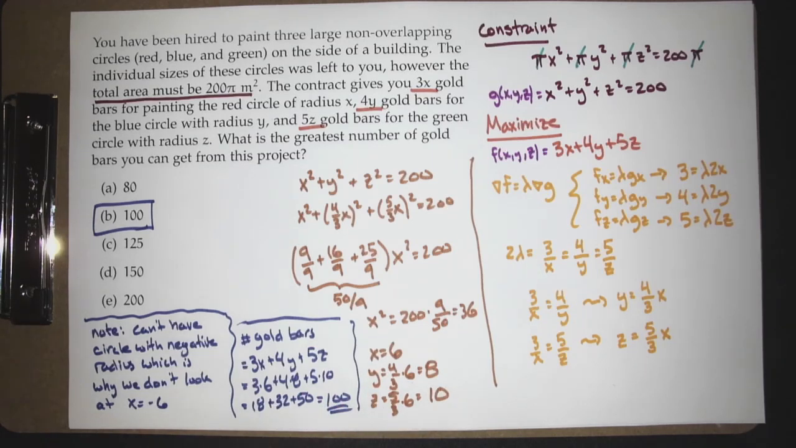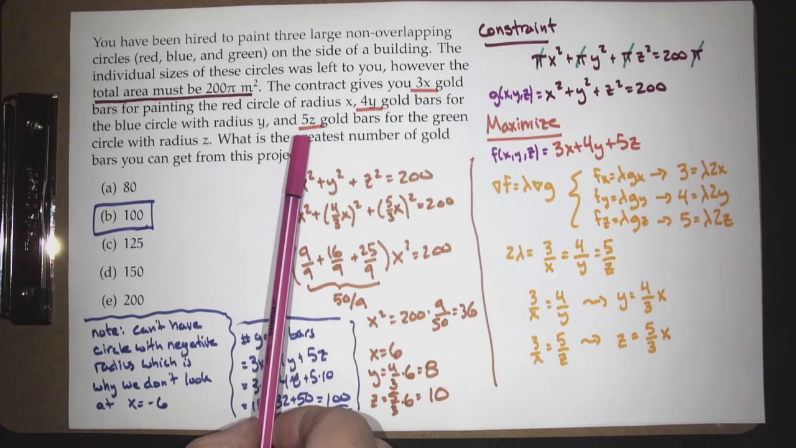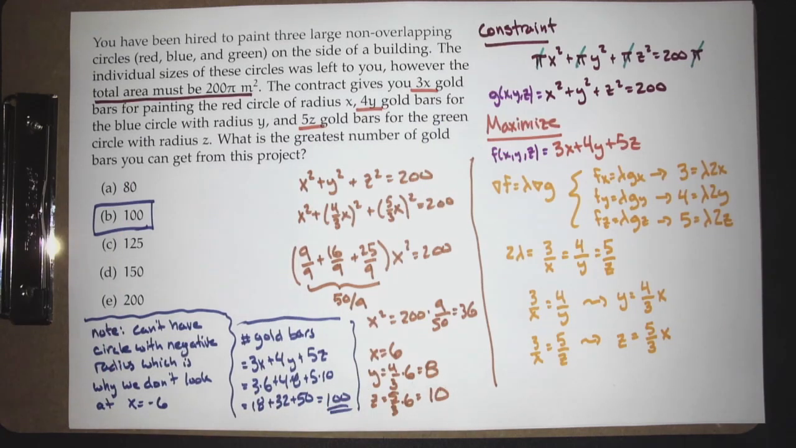And there you go. Now, one of the things this shows you is, if you were being very naive about this, you said, okay, what should I do? Well, I get the most gold bars for the green circle, so I should make the largest green circle and just not even paint the other 2. That might be your first intuition. It turns out that doesn't get you the greatest number of gold bars.